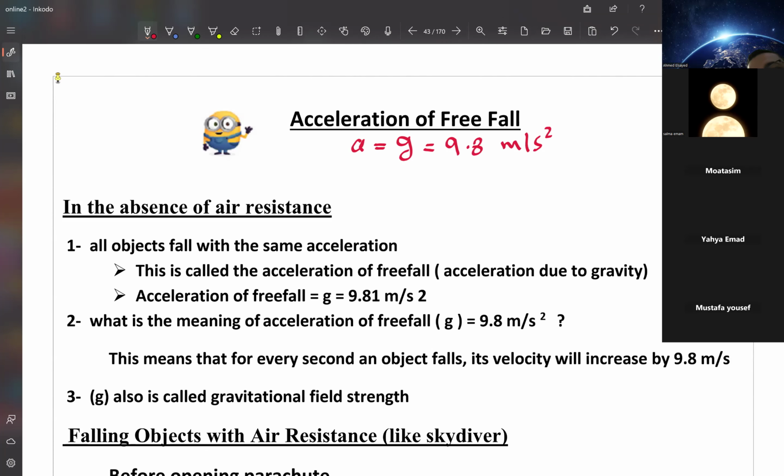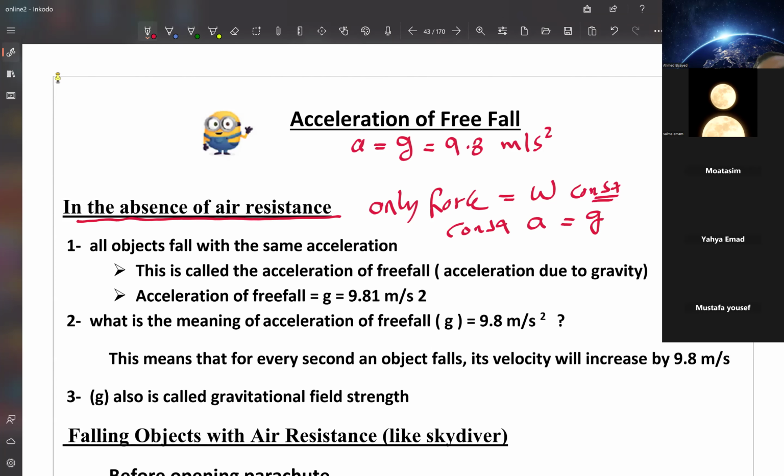So if we want to explain free fall, you have to explain in absence of air resistance. If there is no air resistance, the only force is what? The only force is weight, force of gravity. So we have constant force, and this is why we have constant acceleration, which equals g. In absence of air resistance, all objects fall with the same acceleration. This is called the acceleration of free fall, acceleration due to gravity, equal to 9.81.